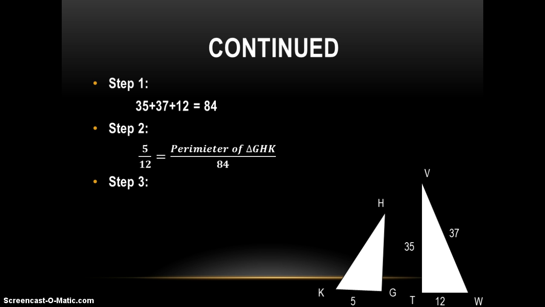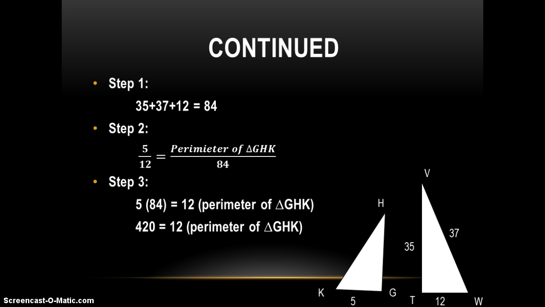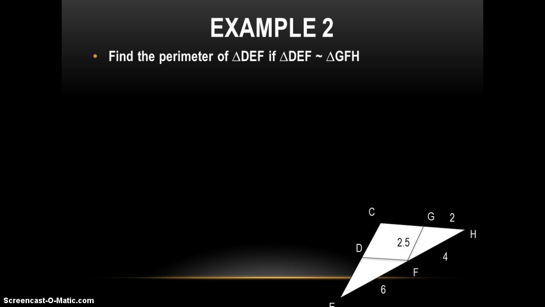So step 3, we're going to cross multiply and solve. So we'll have 5 times 84 equals 12 times the perimeter of triangle GHK. We'll have 420 equals 12 times the perimeter of triangle GHK. And finally we have 35 is the perimeter of triangle GHK.